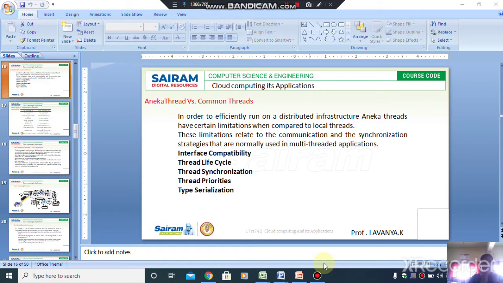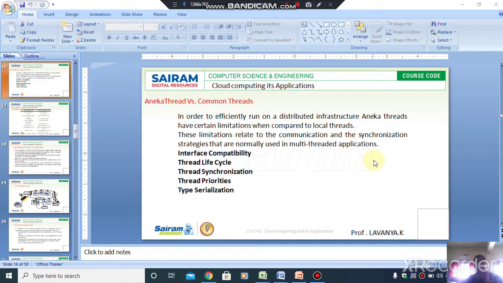Today I am going to explain Aneka thread versus common thread. To run efficiently on distributed infrastructure, Aneka threads have certain limitations when compared to local threads. These limitations are related to the communication and synchronization strategies that are normally used in multi-threaded applications.